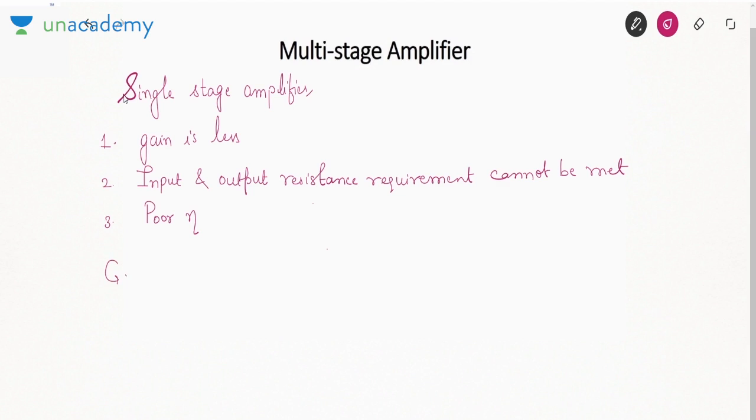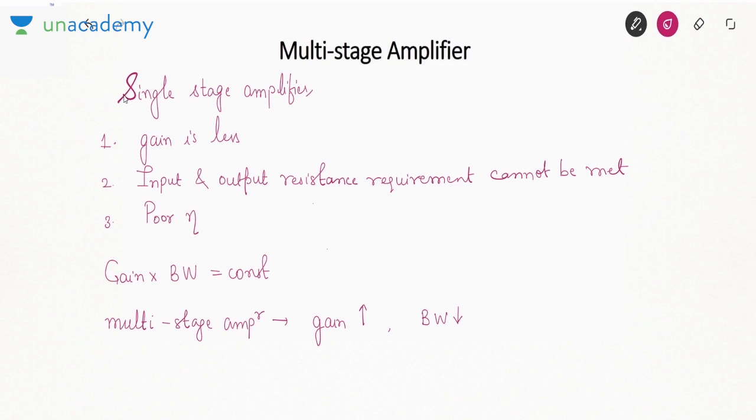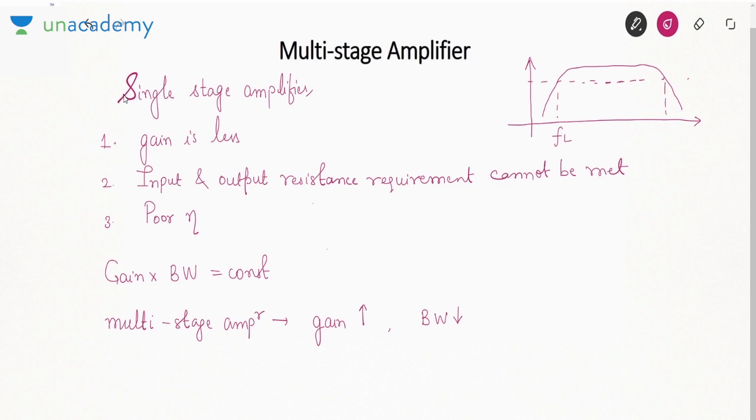Now we have already seen that the product of gain and bandwidth is constant. So in a multi-stage amplifier, the gain of the amplifier increases, due to which the bandwidth will decrease. Now why am I so concerned about bandwidth? If you see the frequency response that we have studied, it was somewhat like this. Then we took the 3 dB gain, and this was the lower cutoff frequency, this was the upper cutoff frequency. This is called your bandwidth.